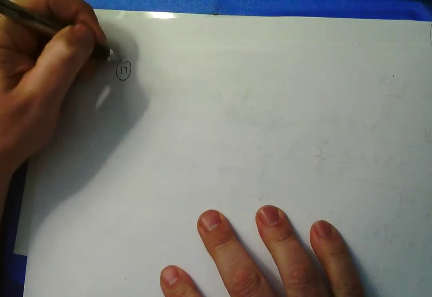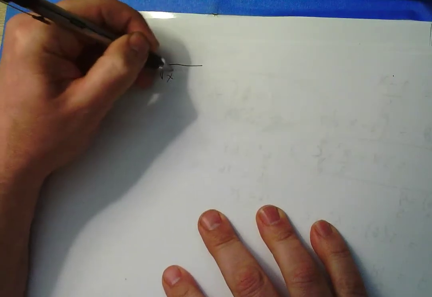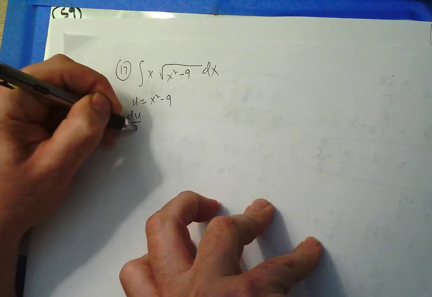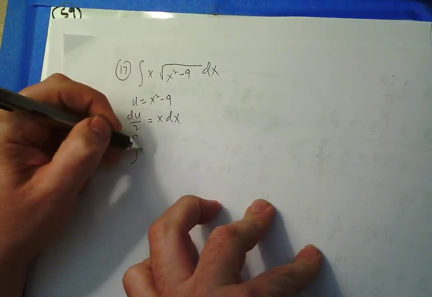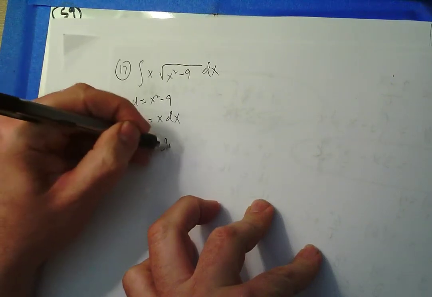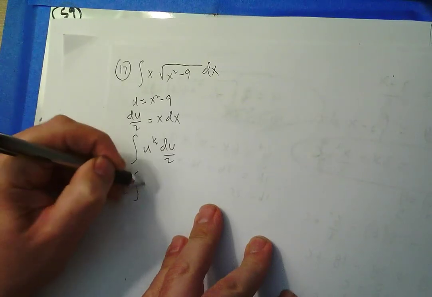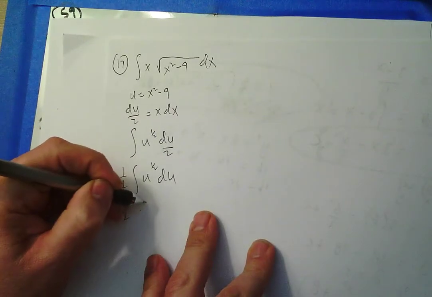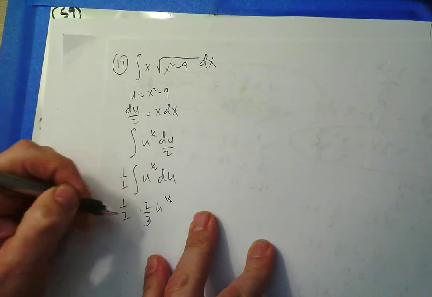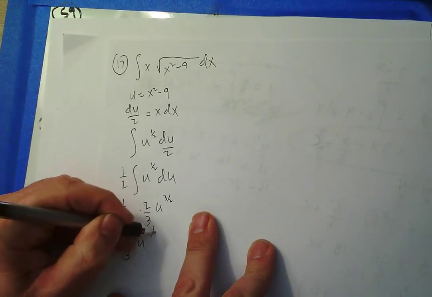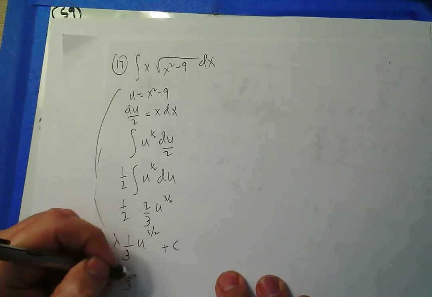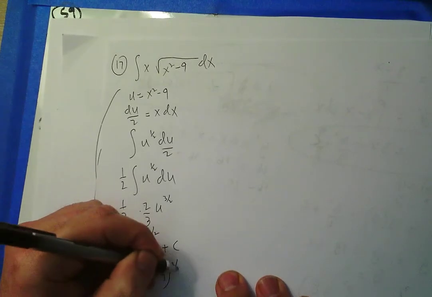Let's take a look at 17. Find each antiderivative. 17. Integral of x times the square root of x squared minus 9 dx. Okay, so u equals x squared minus 9, du over 2 equals x dx. So I can rewrite this as 1/2 integral u to the 1/2 du. So I know the antiderivative here would be u to the 3/2, so I need a 2/3 in front. So 1/3 u to the 3/2. Don't forget to sub back in your u. And so we get 1/3 (x squared minus 9) to the 3/2 plus c.